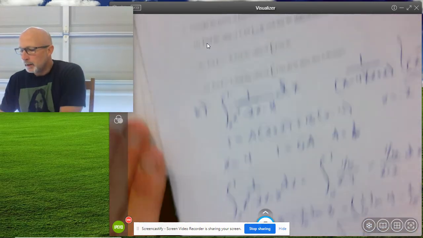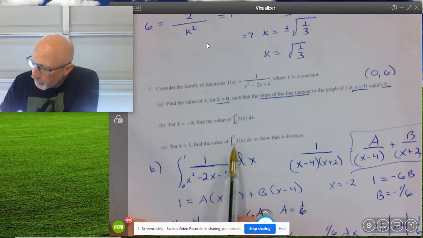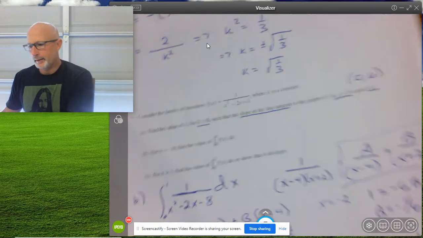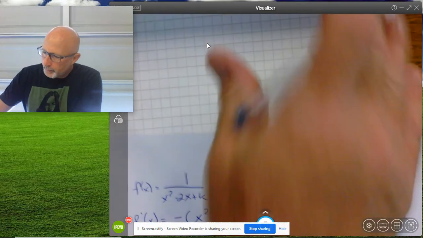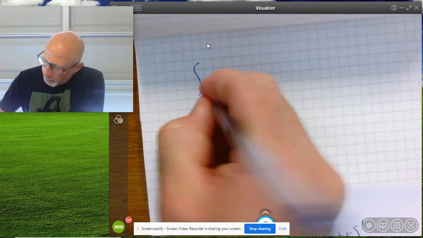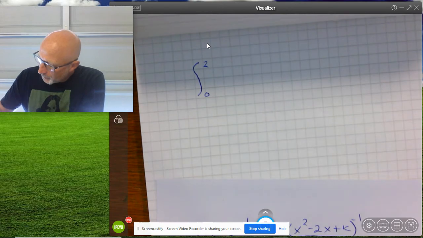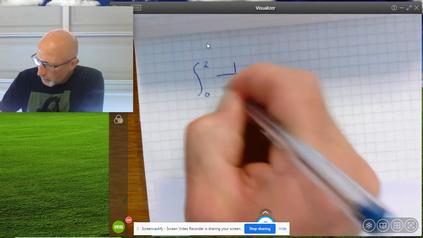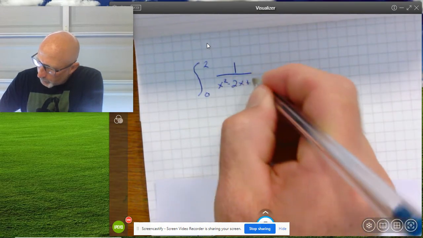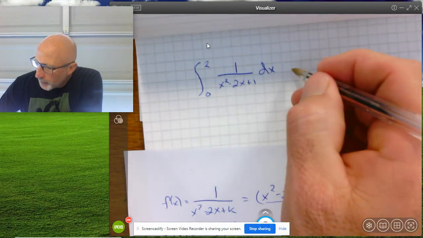Okay, part C. For k is equal to 1, find the value of the integral from 0 to 2 of f of x dx, or show that it diverges. So I'm thinking that it diverges. Okay, so I'm going to go up here to this page. I have to take on a whole new page here. So I'm going to go from 0 to 2 of f of x, but k is going to be 1. So I have 1 all over x squared minus 2x plus 1 dx. Okay, so I just have to go ahead and integrate this.